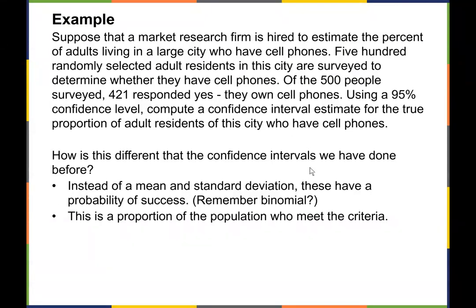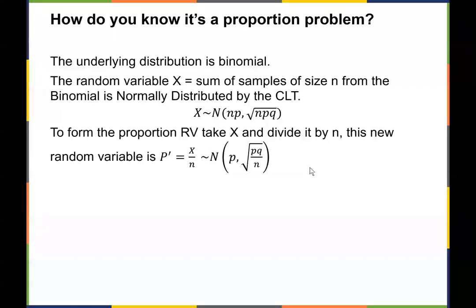Using a 95% confidence level, let's compute a confidence interval estimate for the true proportion of adult residents of the city who have cell phones. Before we jump in and actually answer this, let's think about how this is different from what we have already done. Well, we don't have a mean or a standard deviation, right? They either have the cell phones or they don't. That is binomial. Remember binomial? And we know that there is a proportion of people that meet the criteria. So that indicates that it's something different than what we have been doing with means and standard deviations.